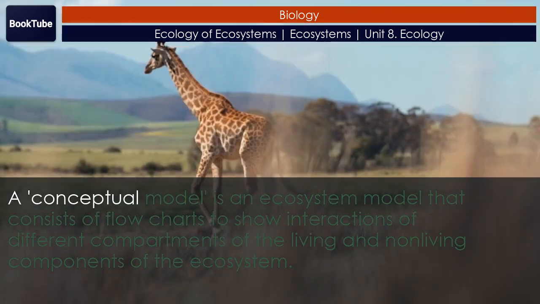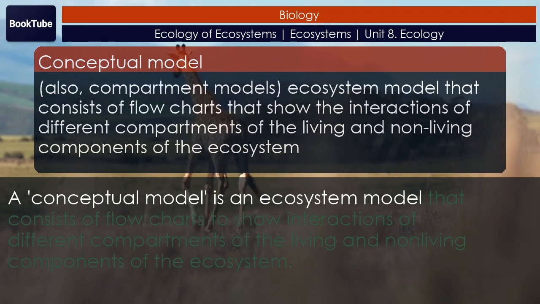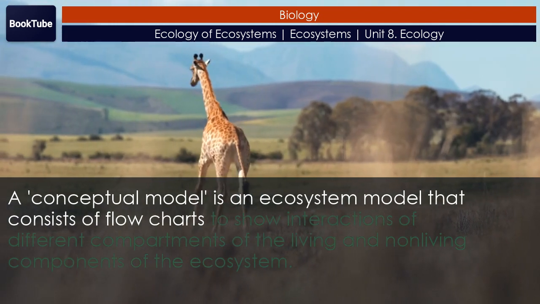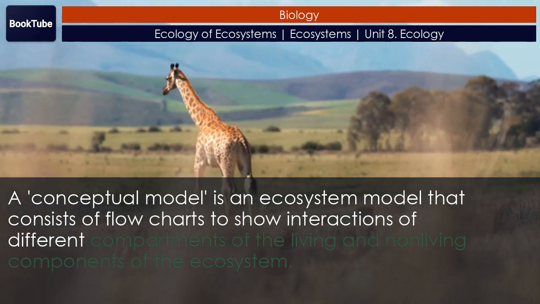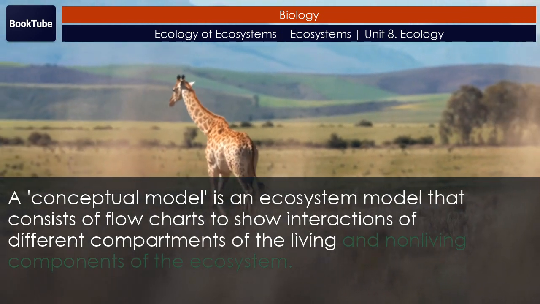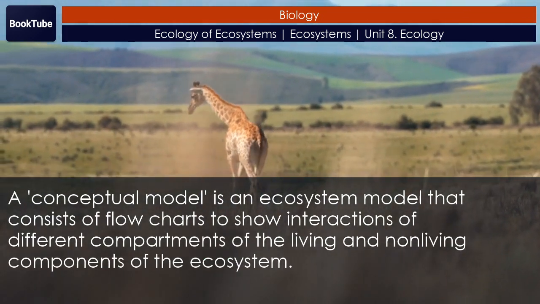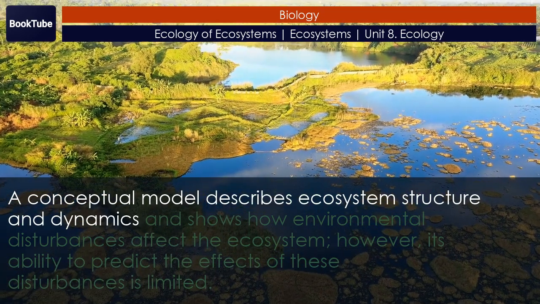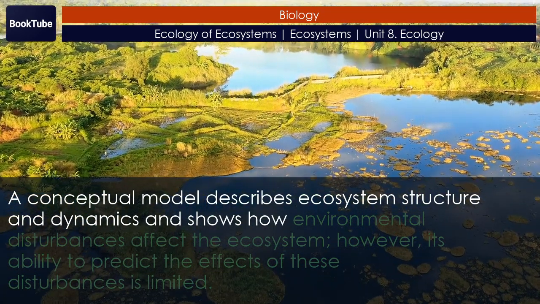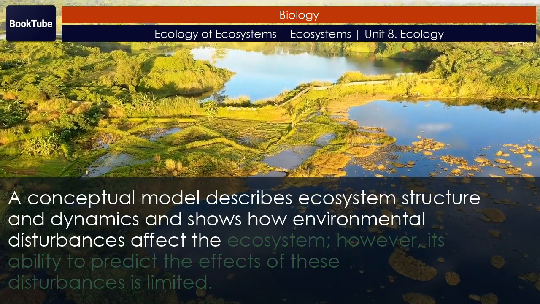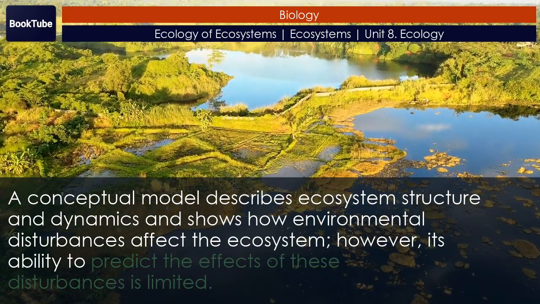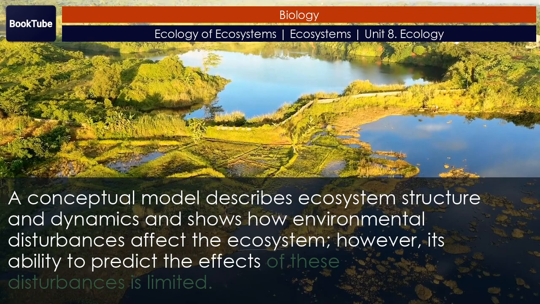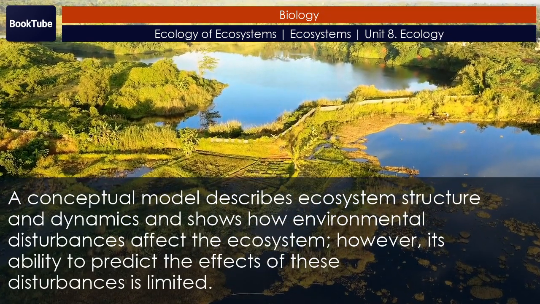A conceptual model is an ecosystem model that consists of flow charts to show interactions of different compartments of the living and non-living components of the ecosystem. A conceptual model describes ecosystem structure and dynamics and shows how environmental disturbances affect the ecosystem. However, its ability to predict the effects of these disturbances is limited.